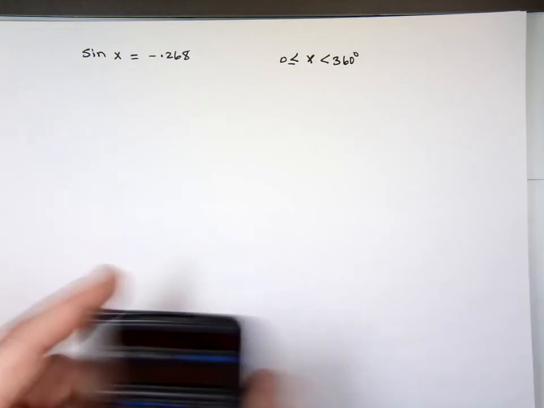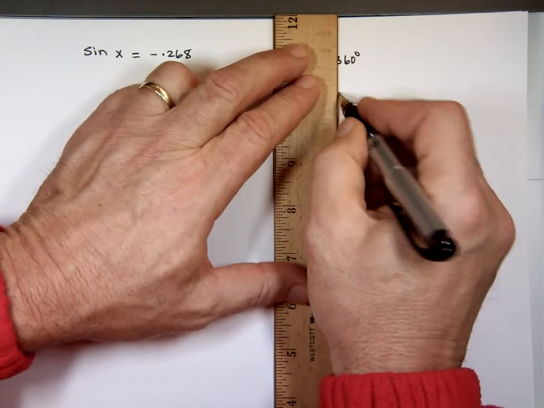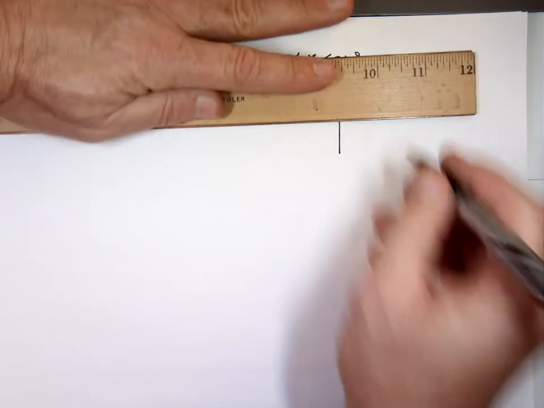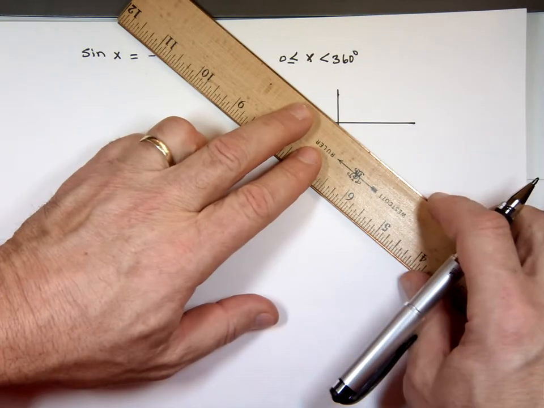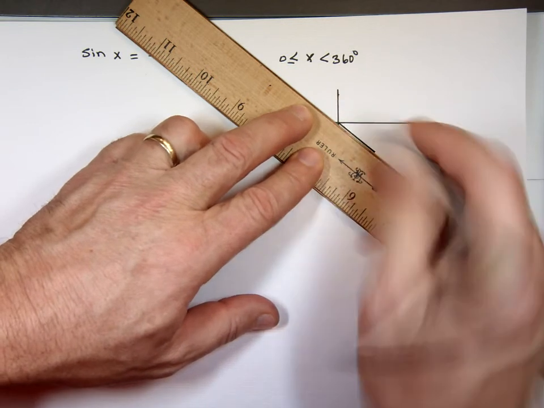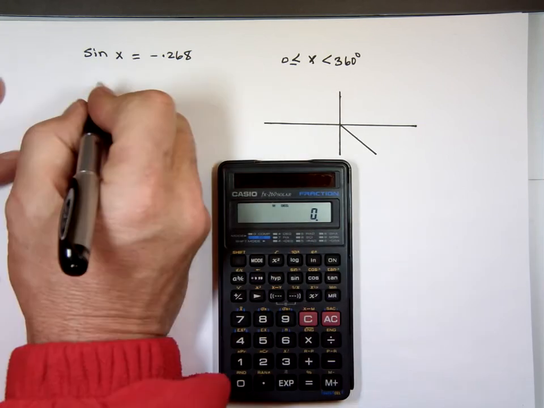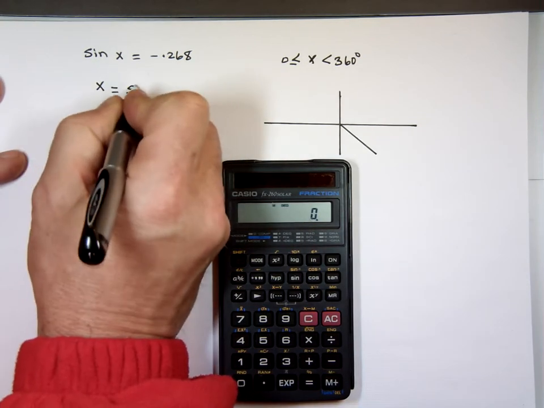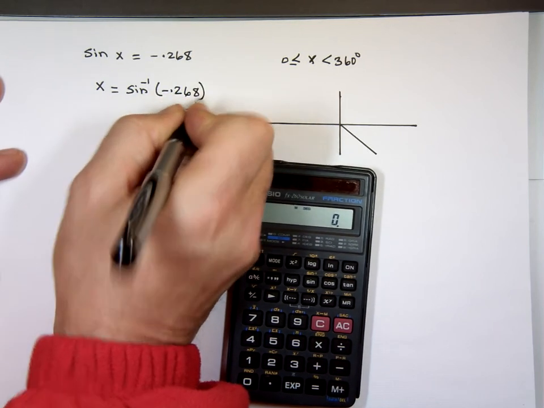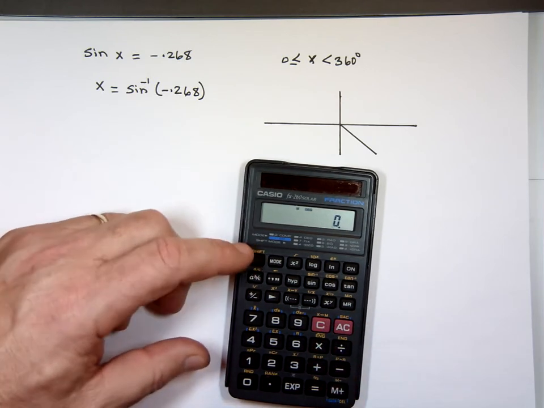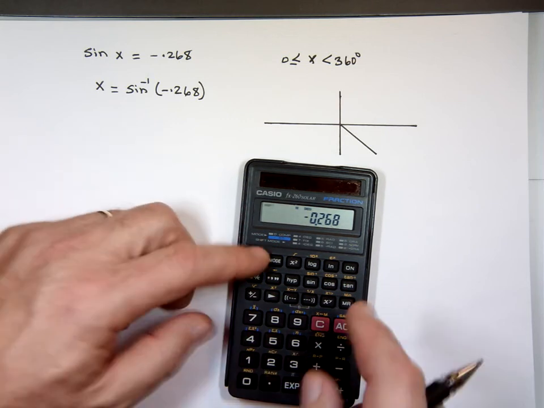So to find your answers for the sine, I'll try to summarize them on one page. The calculator is going to give me an answer in this quadrant. Here we go: x equals the inverse sine of negative 0.268. Take inverse sine. Notice how it gave me negative 15.